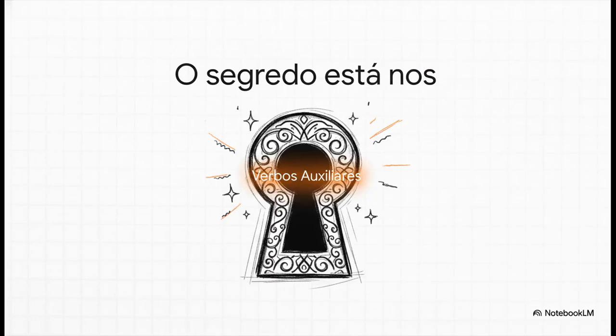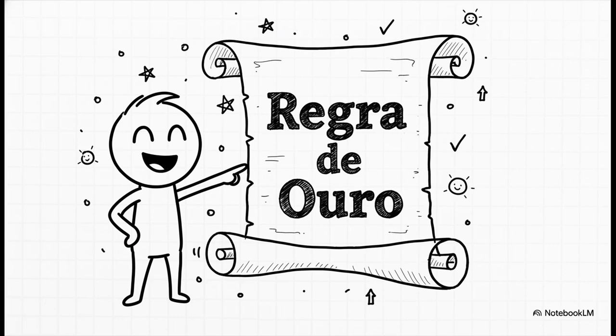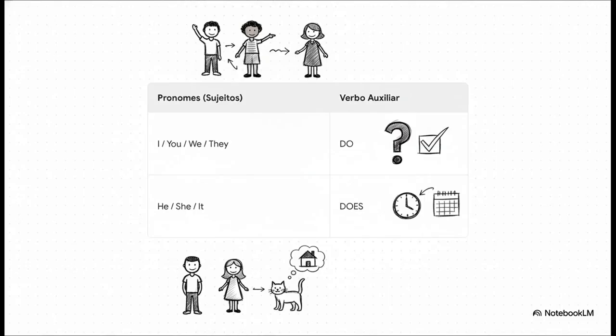So what's the secret? Well, it's all about these things called auxiliary verbs. They're a huge deal in English. Think of them as helper verbs. And for the simple present, our helpers are do and does for questions and negatives. But here's the good news. There's one simple golden rule for this. Let's take a look.